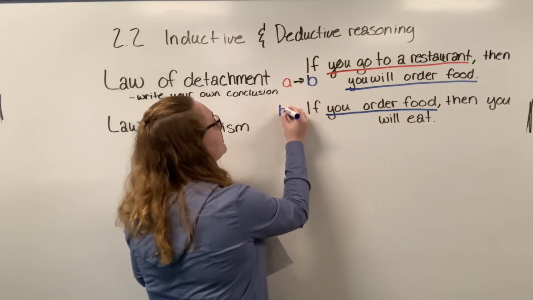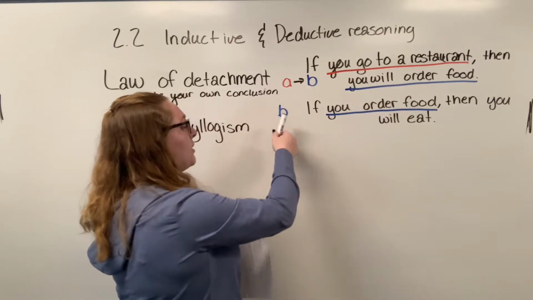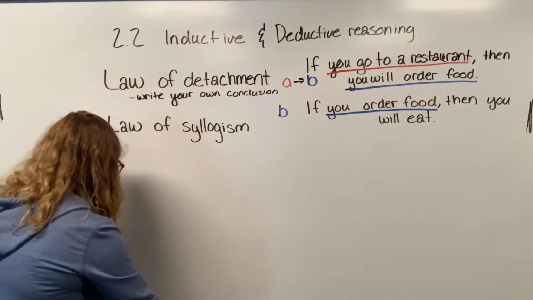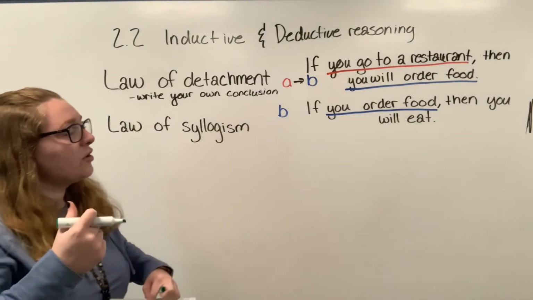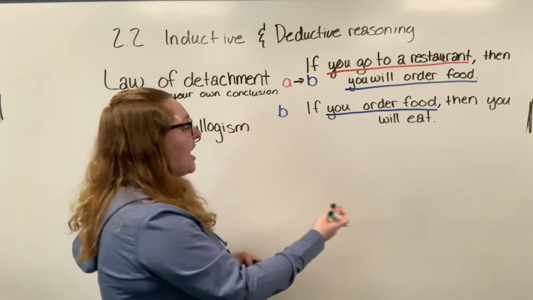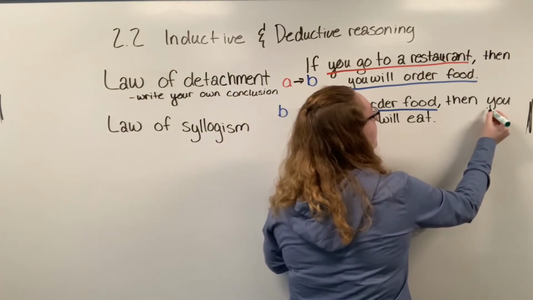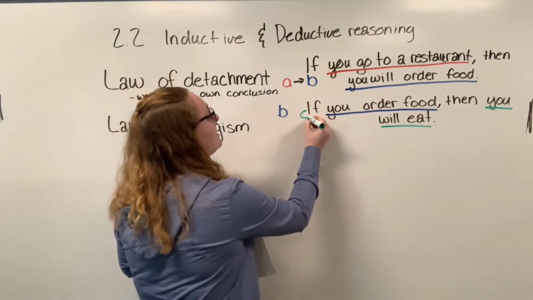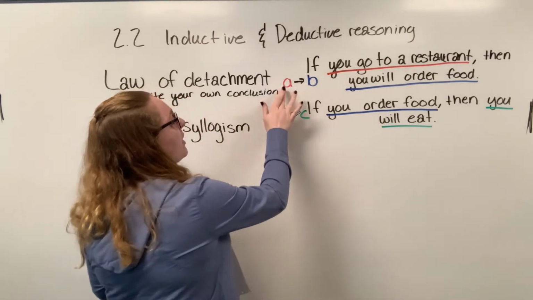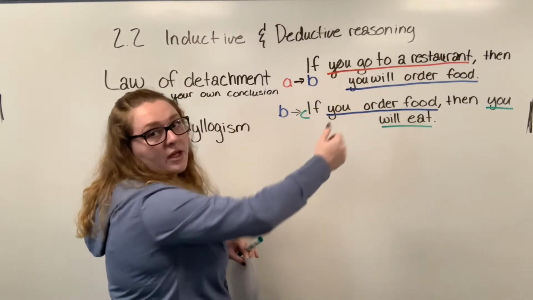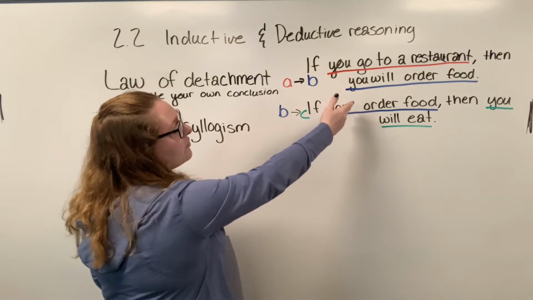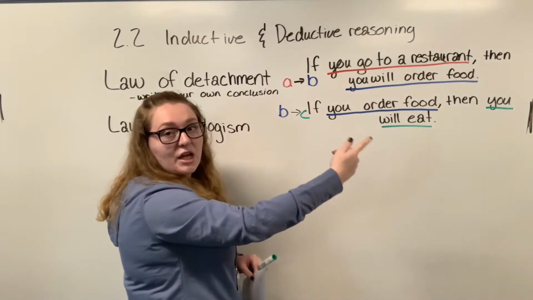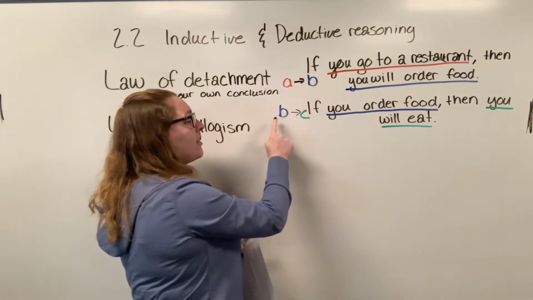So we're going from that same you will order food, B, and then your conclusion is after the word then and to the end of the statement. So here it is, you will eat. Okay, and that's going to be our C. So in our first statement, we went from A to B, our hypothesis to our conclusion, and then we used the same conclusion for the first one as our hypothesis for the second one, and led us to a different C conclusion, okay? So from A to B, and then from B to C.